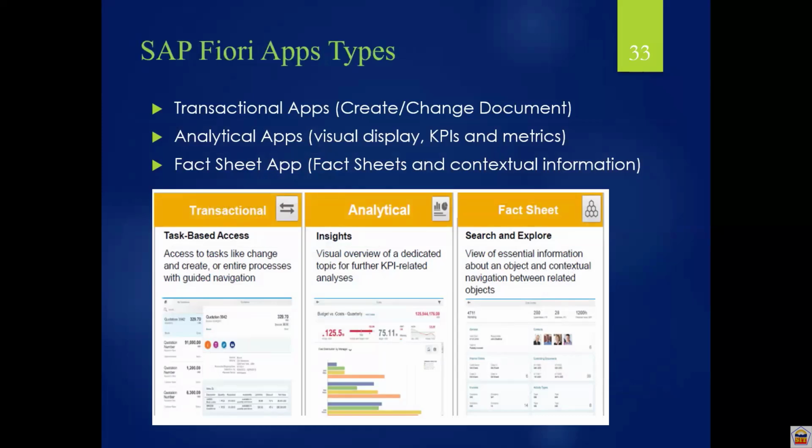Then it is saying SAP Fiori app types. What are the types of Fiori application we have? So first is the transactional, which will help us to process the transactions. So these could be creation of a document or any kind of changes you want to have in the document. Then the second kind of application we have is the analytical app. So under the analytical app, we can see the dashboards, we can see the KPIs, matrices. Whereas in the fact sheet application, we can just see the fact sheets about any object. So here it could be contextual information about any particular object.